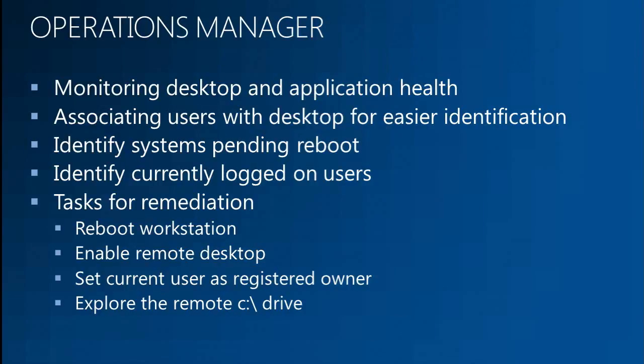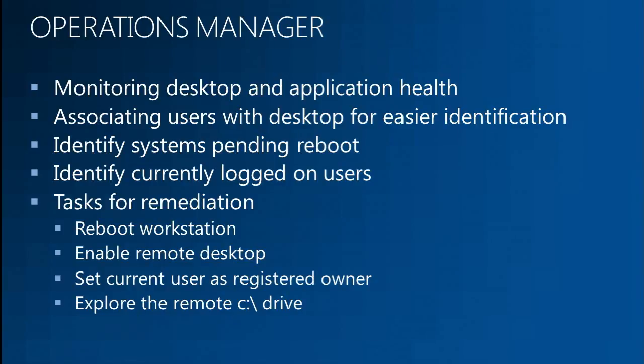And some of these things include things as simple as forcing a reboot remotely of that workstation, or enabling remote desktop so that we can RDP into that box, setting the current user as the registered owner so that we can create that alignment or ownership, the correlation between the person logged on and the person that's using that system typically. And another very common one is needing to access the C drive on a remote desktop.